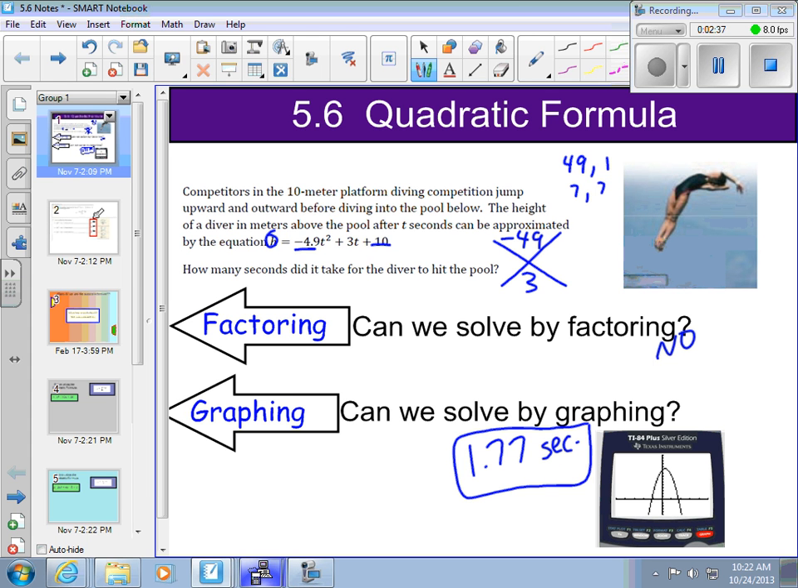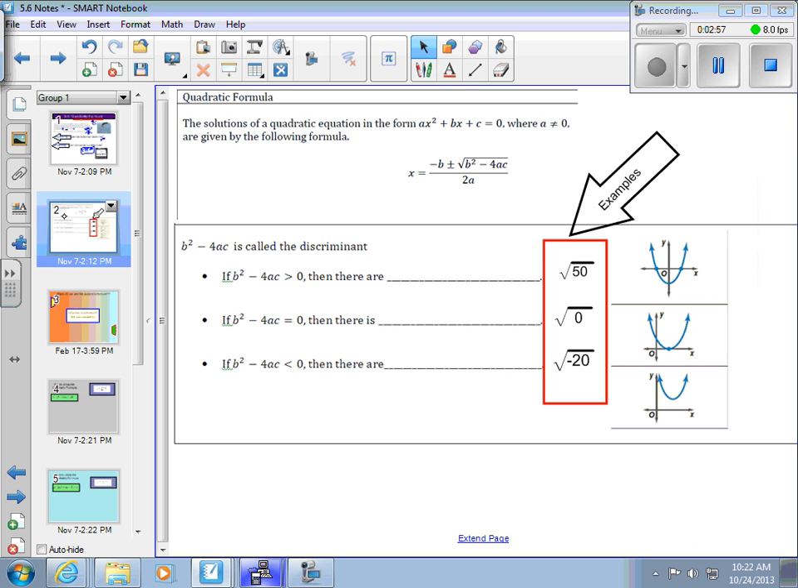Now, what we're going to look at today is another way you could do this. Say you didn't have a graphing calculator. What if we didn't have the graphing calculator to help us out? Would it be impossible to do this? No. There is a way to do it, and it's called the quadratic formula. Hopefully you remember this or have seen it before from previous classes. The quadratic formula is right here.